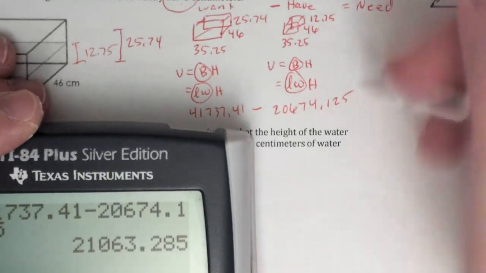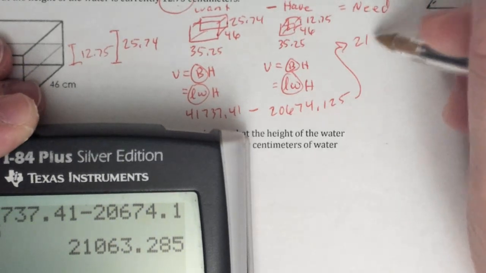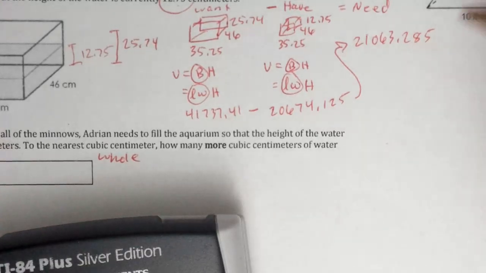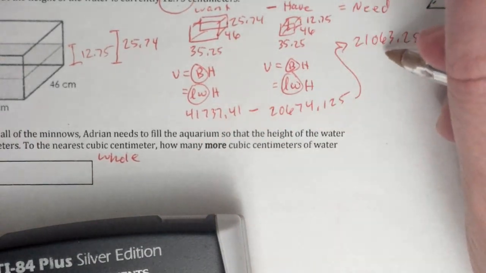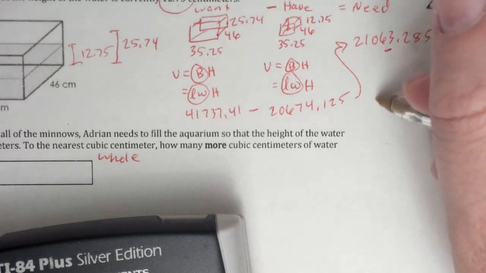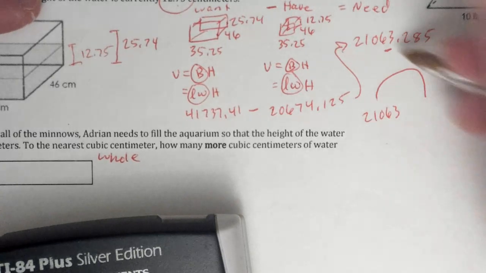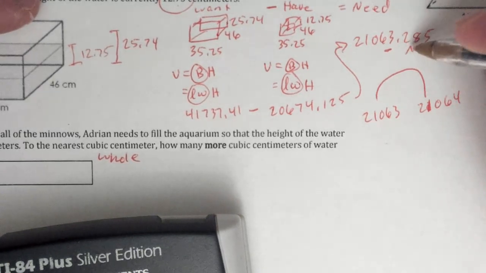We get this. So I ran out of room, so I'll put it up here. All right, subtracting, we get 21063.285. And they said to round to the nearest whole number, so the nearest cubic centimeter. So the question is, are we staying at 21063, or are we going to the next number, 21064? That decision is made by the 2.